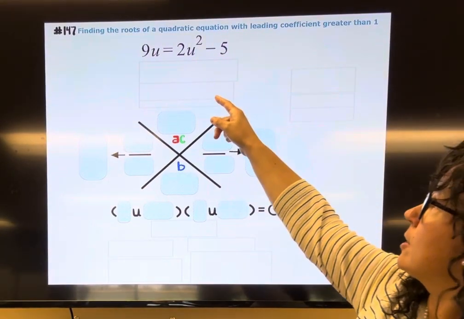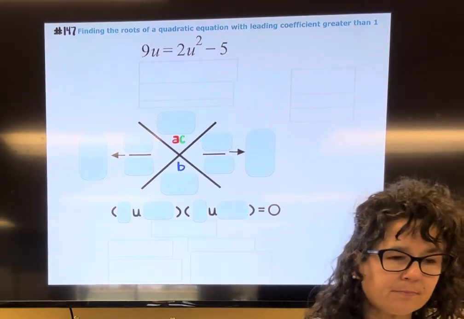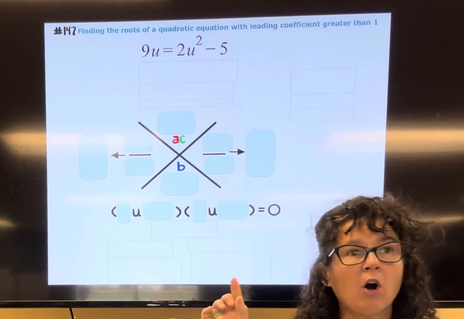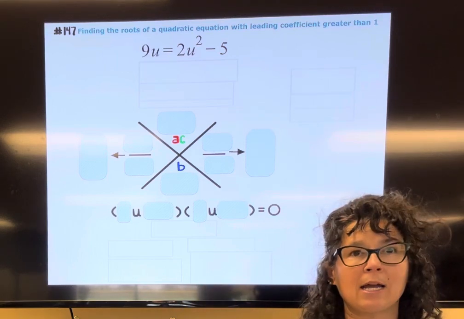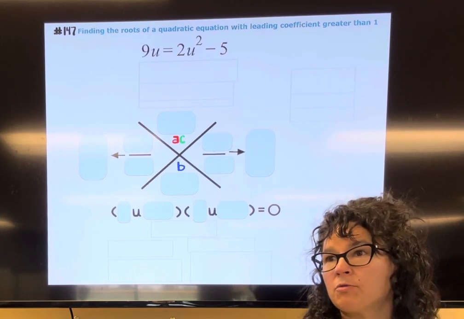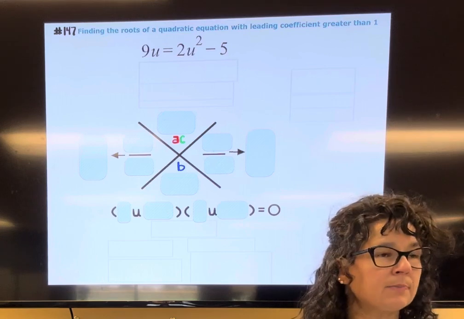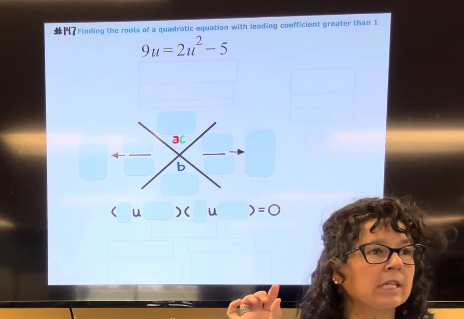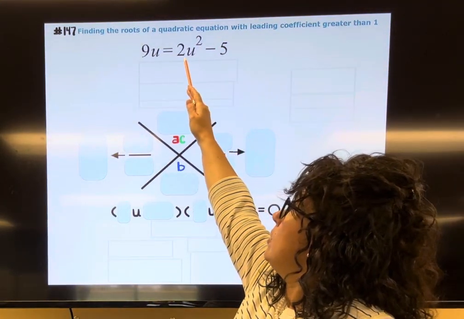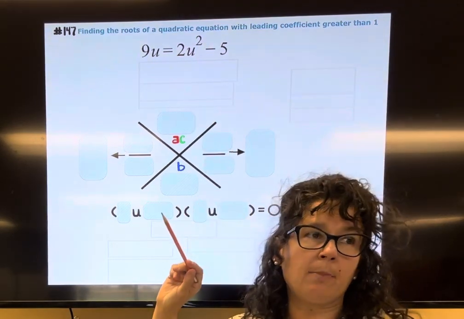I'd like to solve the equation 9u equals 2u squared minus 5. So what you want to do as your first step is move all of the terms to the same side, but when you're deciding which direction to move them, we're ultimately going to factor to solve for these ones. So you're going to want your leading coefficient to be positive. 2u squared, 2 is going to be my leading coefficient, and it's already positive.